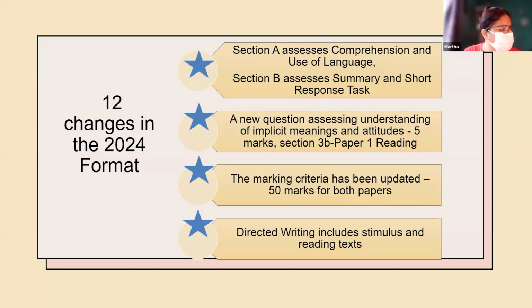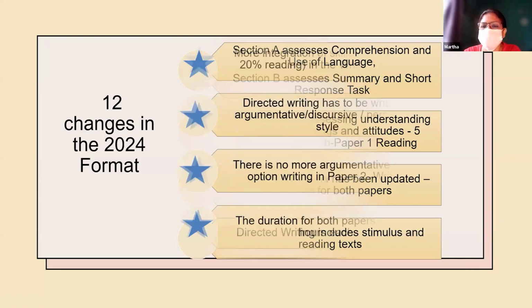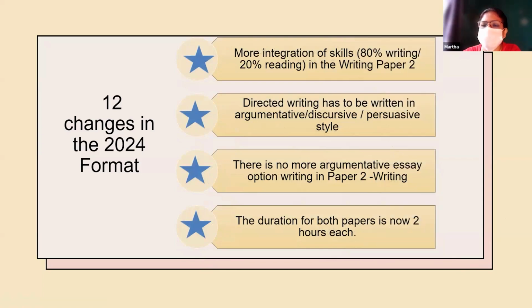The writing paper is, let me see. Previously, for directed writing, they gave you some points and so forth. But this time, it is inclusive of the text that has to be read by the students. Okay. And then you have integration of skills, which is writing and reading, but the percentage and the weightage has been changed. And then the directed writing has to be written in different types of styles. Like it can be argumentative, discursive, persuasive, and so forth. Okay. And in paper 2 writing, there is no more argumentative essay option. Previously, there was. So now for both paper 1 and paper 2, the duration is 2 hours each.